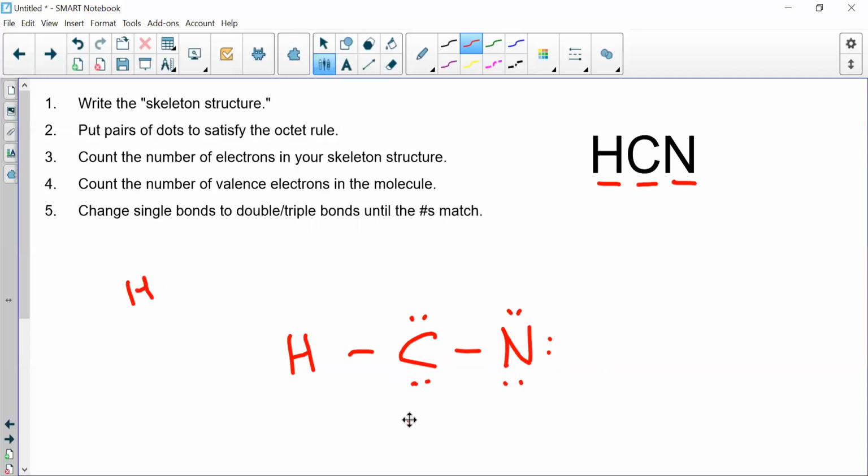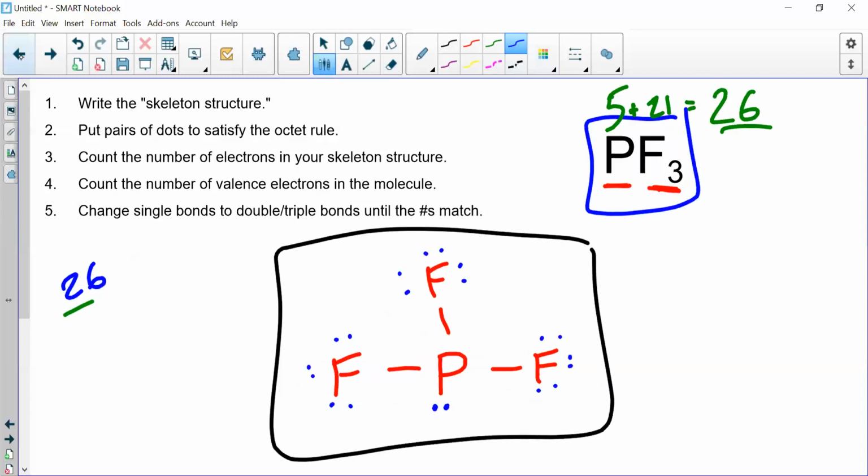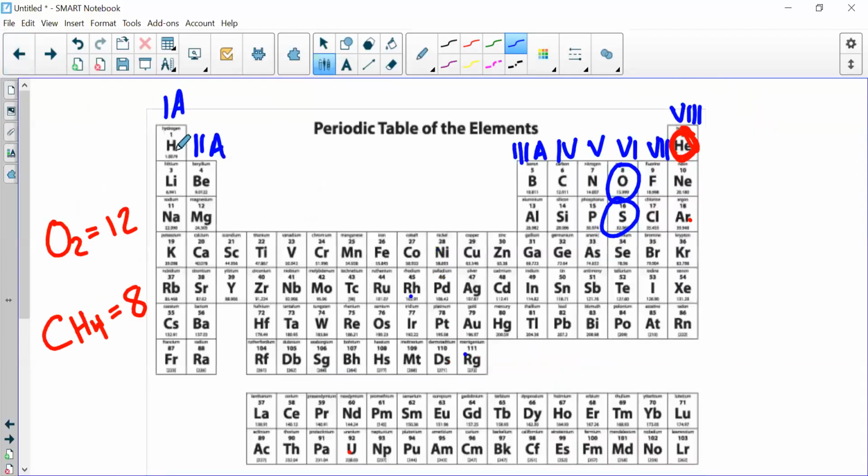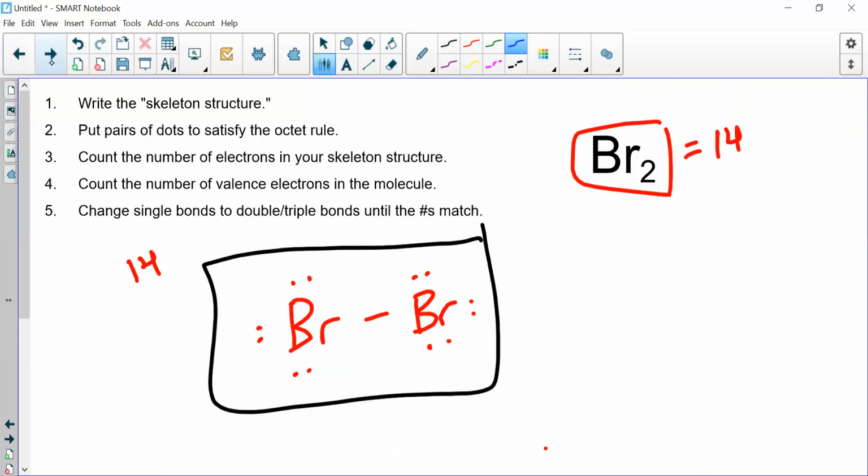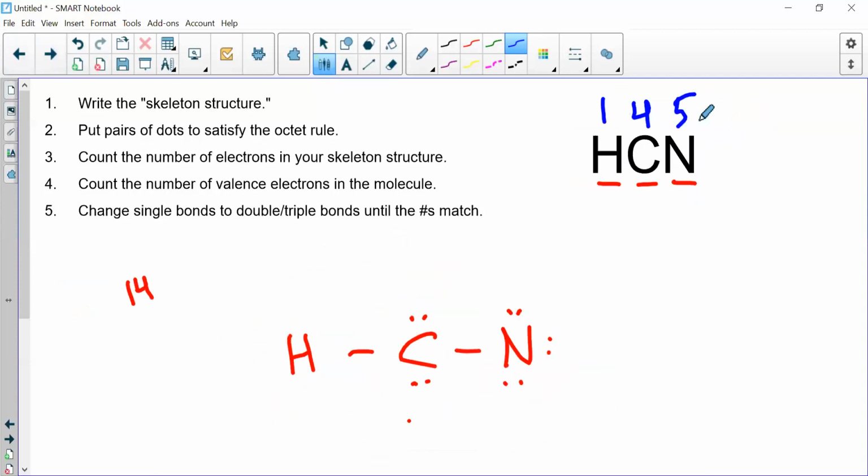HCN, hydrogen is 1, carbon is 4, nitrogen is 5. Again, if you don't know where I came up with those numbers, hydrogen is group 1A, so it has 1. Nitrogen is in group 5A, so it has 5. Carbon is 4A, so it has 4. 1 plus 4 plus 5 gives us 10. Is this the correct structure? No, because we have 14 and 10.